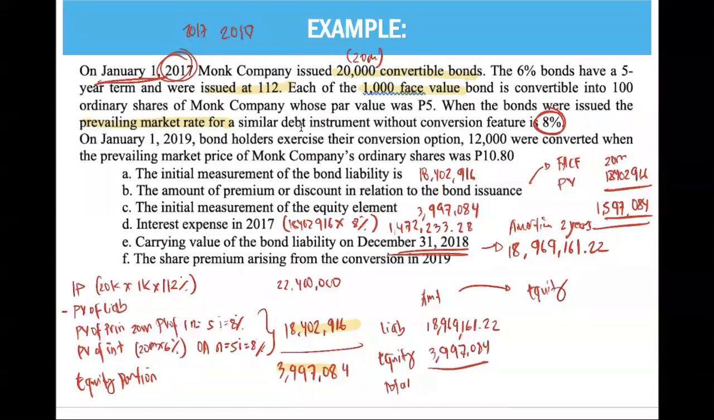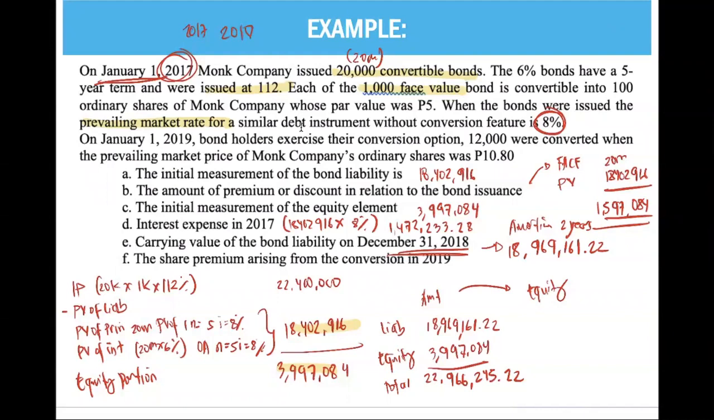18,969,161.22 plus 3,997,084. Our total value is 22,966,245.22. Sir, why is our liability now 18,969? If we go back on our discussion a while back, we said the amount now will be transferred to equity. So what is the amount of the liability as of December 31, 2018 or January 1, 2019?